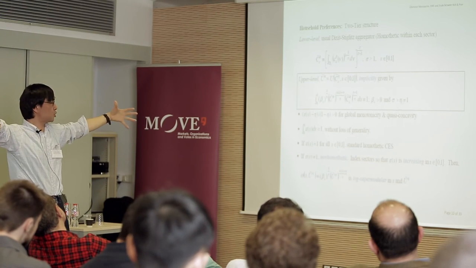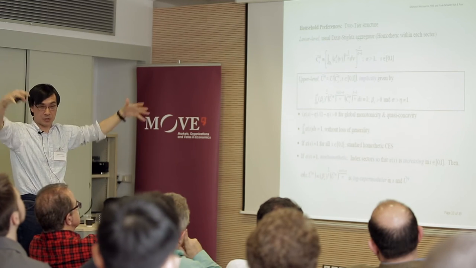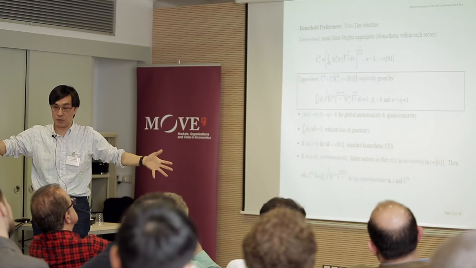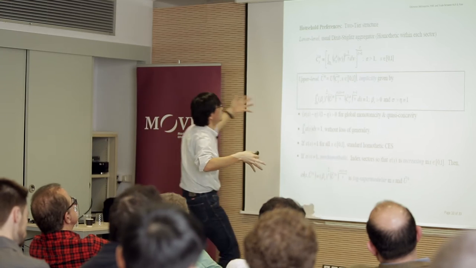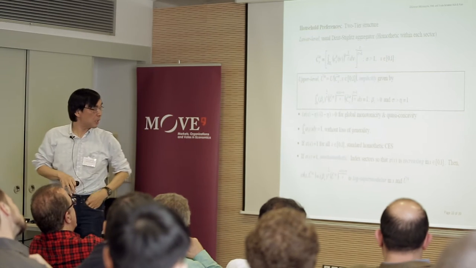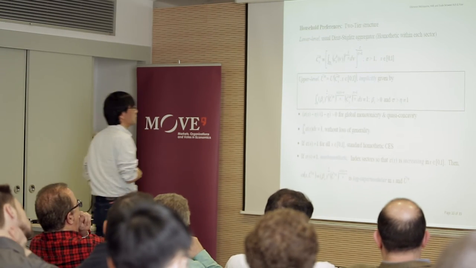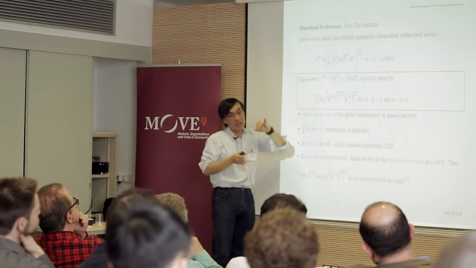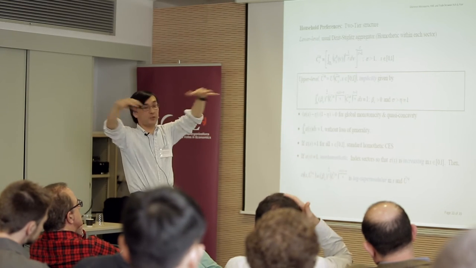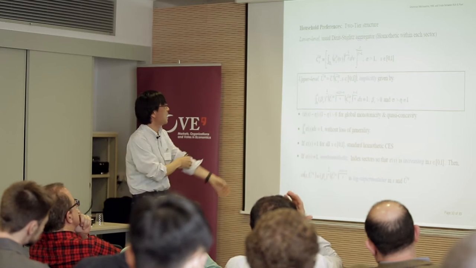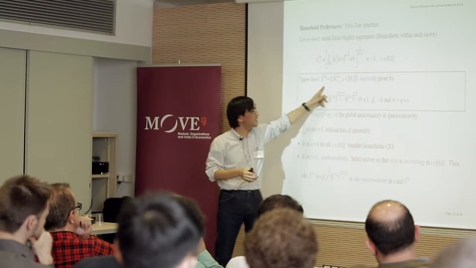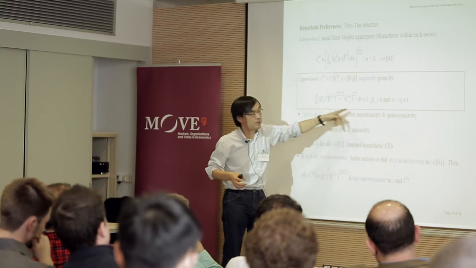So the household preferences are given by a two-tier structure. The lower level, within each sector, is just the standard Dixit-Stiglitz aggregator. I'm sure all of you are familiar with it. The elasticity of substitution between the different varieties is greater than 1. And then those continuum Dixit-Stiglitz aggregators are aggregated by an upper-tier utility function. You can always write it in a form like this, but it's actually given implicitly by this form.